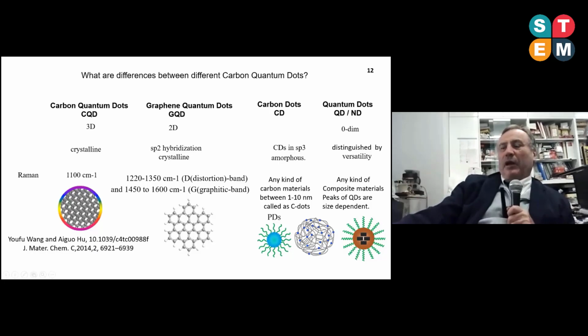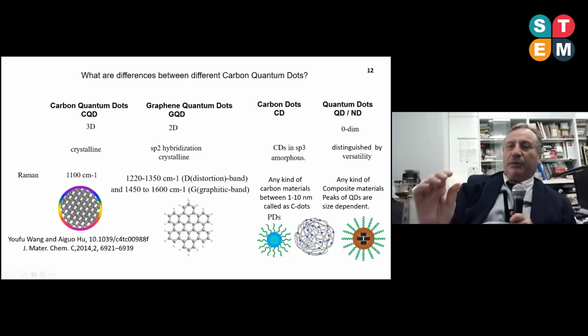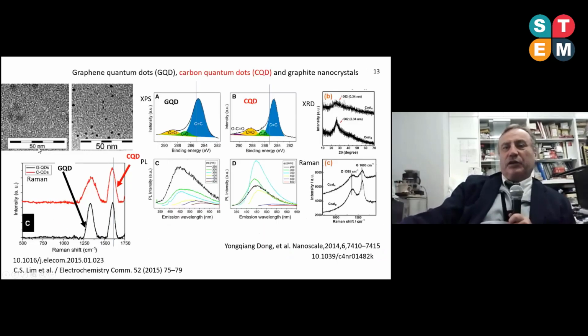And then we have the quantum dots. This can be any composite material in nanosize. So nanosize means less than 10 nanometers. So this shows then the interesting feature.